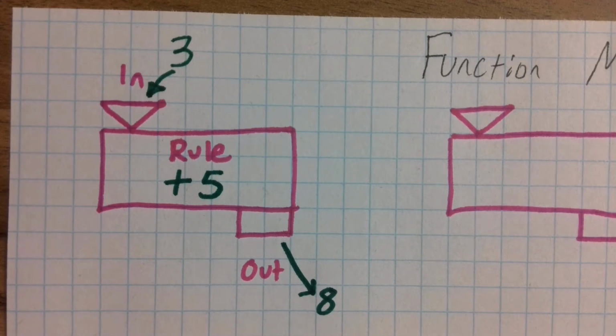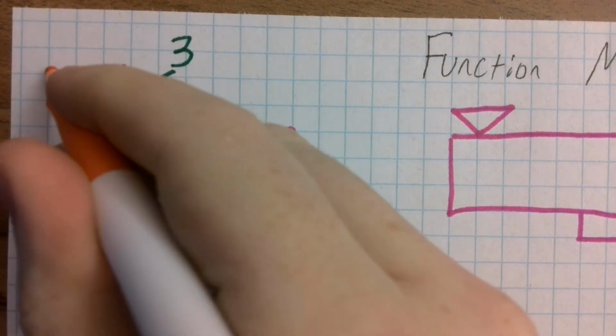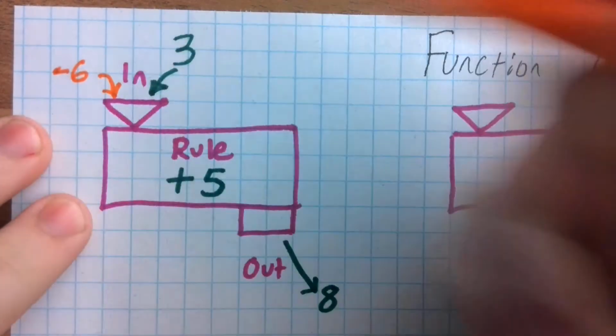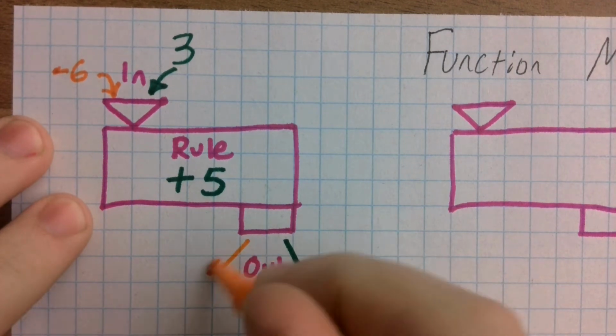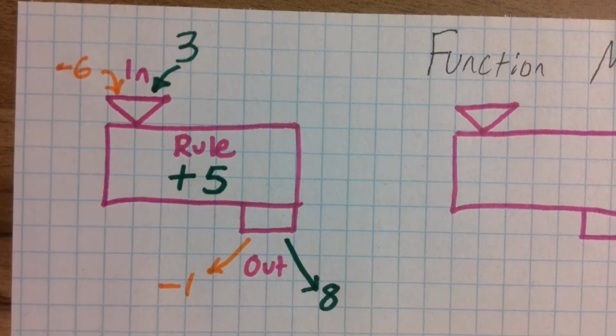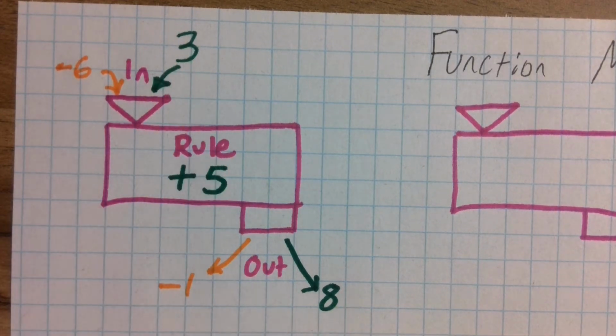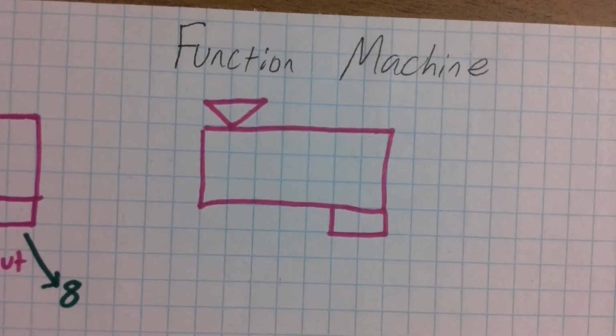What happens if I put in a negative 6? Well, if I put a negative 6 in, we add 5, we'll get out a negative 1. The function machine will take in one input at a time and give you one output. Let's do another example real quick. This time, I'm going to write down what's going into the function machine and what's going out of the function machine. You have to try and tell me the rule.